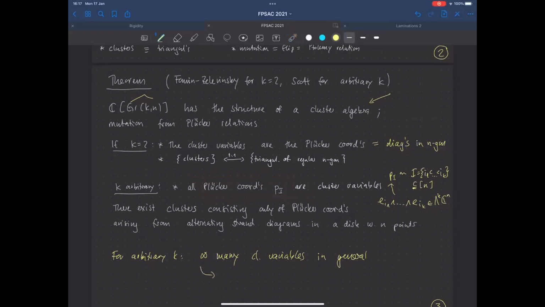Maybe one thing about these cluster variables. In general, there is work of Thomas Booker-Price, who showed that there are cluster variables in every degree, for every positive integer.